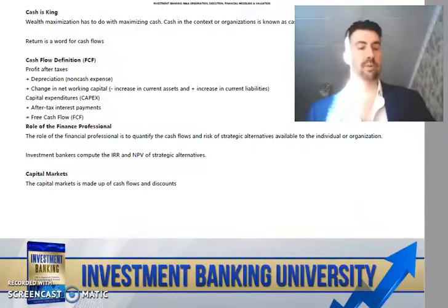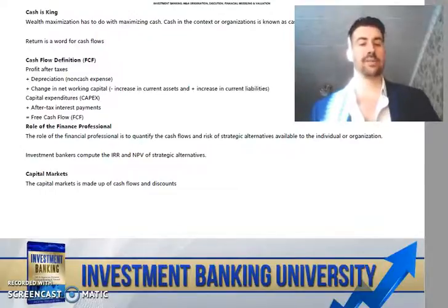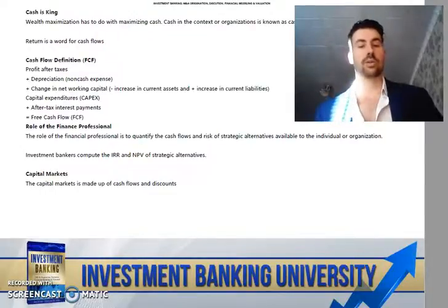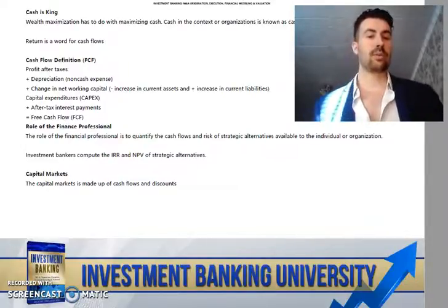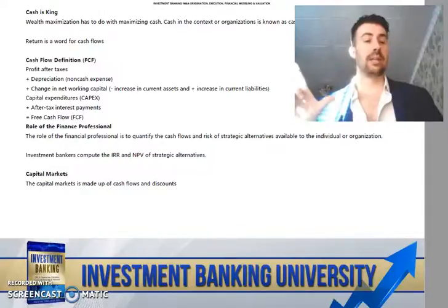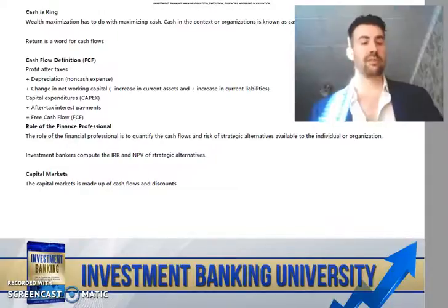The role of the finance professional is to quantify the cash flows and risk of strategic alternatives available to the individual organization. And this speaks to, related to the perpetuity, we're understanding at a high level the formula for perpetuity: cash flow, the benefit stream, quantifying the cash flows, and the risk, the R, of the strategic alternative or opportunity.